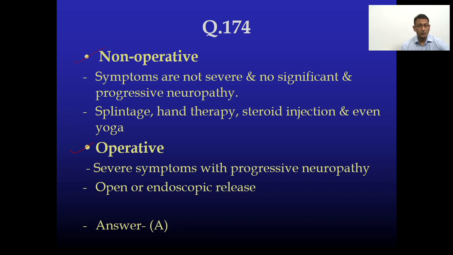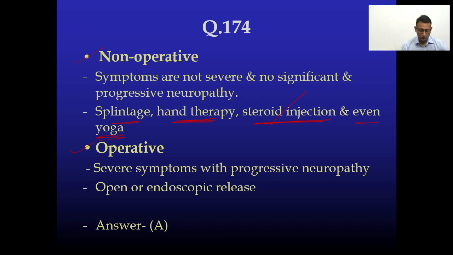If the symptoms are not severe and there is no significant progressive neuropathy, you can go with splintage, the cock-up splint, keeping the wrist in extension at nights. Then hand therapy, physiotherapy in the form of ultrasonic massage, and anti-inflammatory medications. You can also inject a steroid into the carpal tunnel to reduce the inflammation around the median nerve, and even yoga is helpful for treating carpal tunnel syndrome.